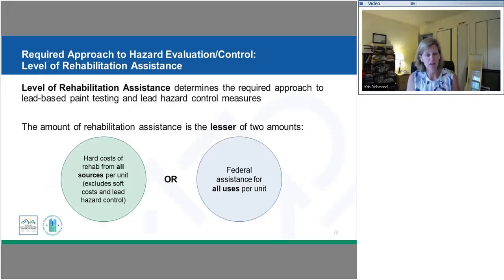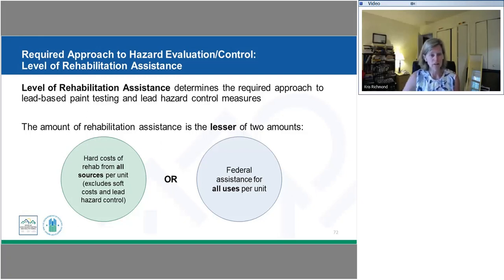And the lead hazard evaluation, so how we look at the project, how we evaluate where there's lead or lead hazards in the unit, or the work area, as well as the reduction activities, how we're treating that, depends on the level of rehab assistance. And we have to determine that by comparing two different amounts. And so we're going to be figuring out what is the lesser of. So the lesser of the two amounts is the level of rehab assistance. And that number then determines which of those categories we need to follow for evaluation and for treatment.